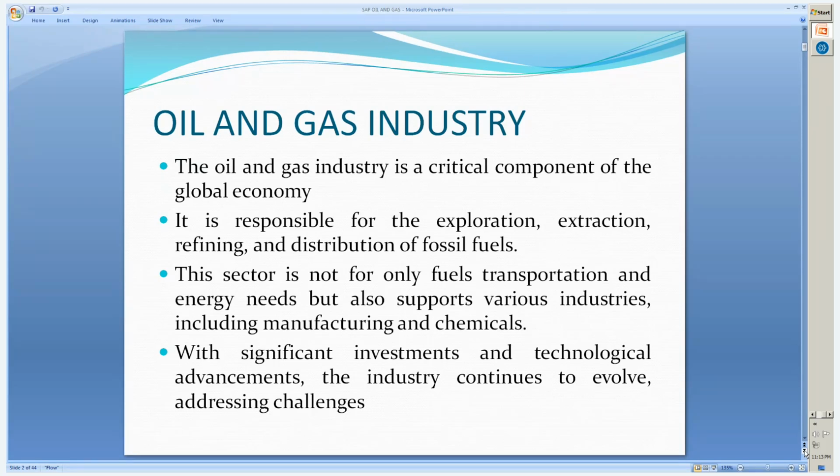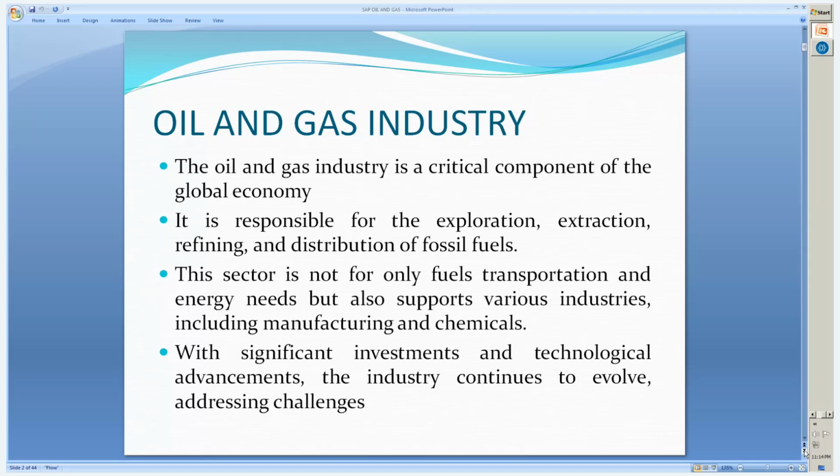One is the exploration, extraction, refining, and distribution. So basically, if you divide the overall work processes in the oil and gas industry, they can be divided into three main components: upstream, midstream, and downstream. So we're talking about the exploration and extraction of the crude oil, refining, and then ultimately distributing oil and gas end products to consumers.